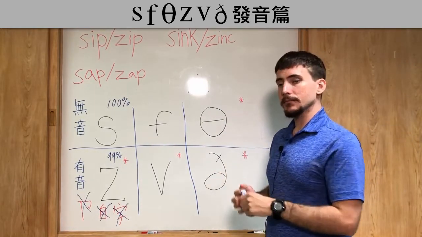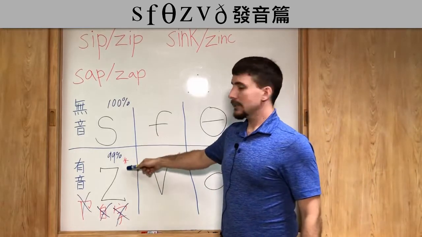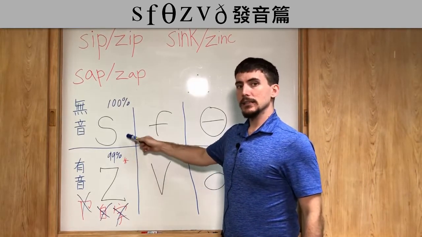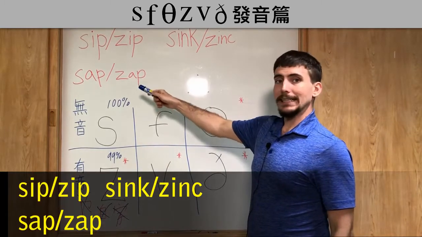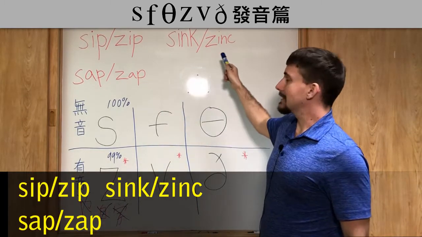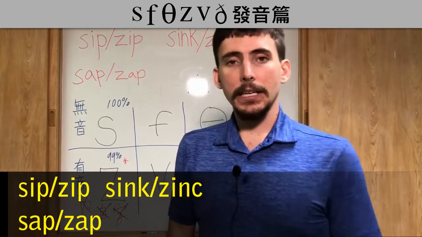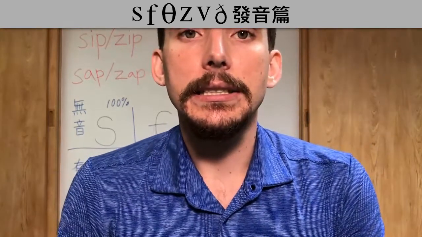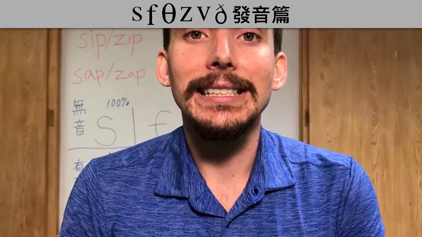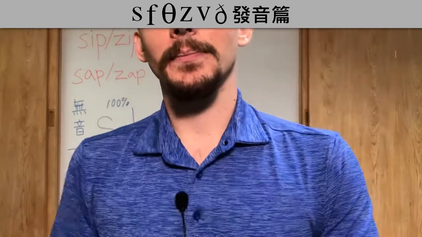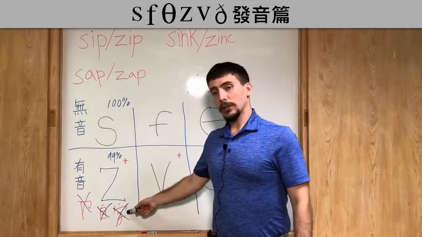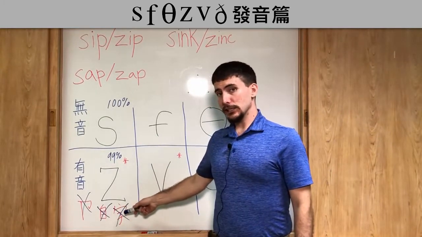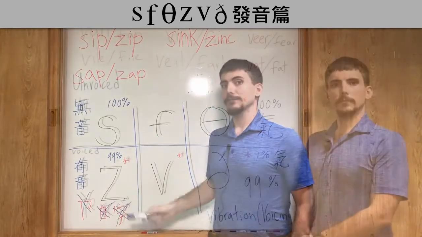One last time. S, Z, S, Z, S, Z. Sip, zip, sap, zap, sink, zinc. S, Z, S, Z, S, Z. One final reminder, when you say Z, don't say Z.